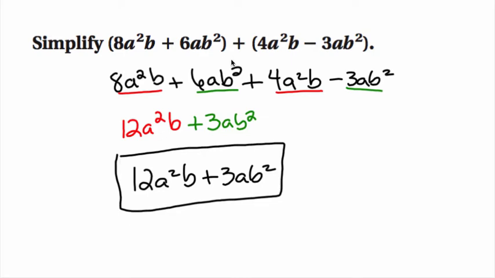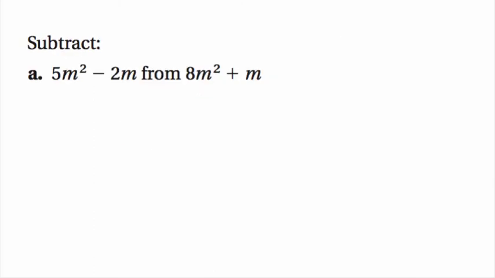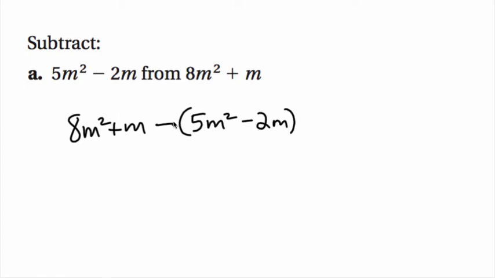Adding or subtracting should never be more difficult than dropping your parentheses and combining like terms. Just make sure you don't mess up when you actually add and subtract. Next, I'll show you how to subtract. It tells me to subtract 5m squared minus 2m from 8m squared plus m. So I have to put the 8m squared plus m first, minus, now watch what I do here, parentheses, 5m squared minus 2m.